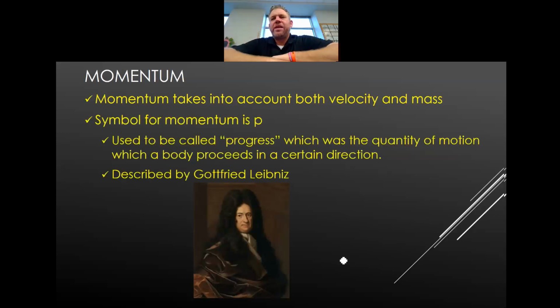The symbol is P. The reason why momentum is labeled as P is they used to call it progress, which is the quantity of motion in which a body proceeds in a certain direction, which makes sense. You think about that stoplight, your body wants to continue going forward. Now, the way that we can stop that motion is obviously with seatbelts, airbags, if we got into an accident. But progress becomes a big deal for us. How much momentum do we have? How much force over time is that going to have for us as well?